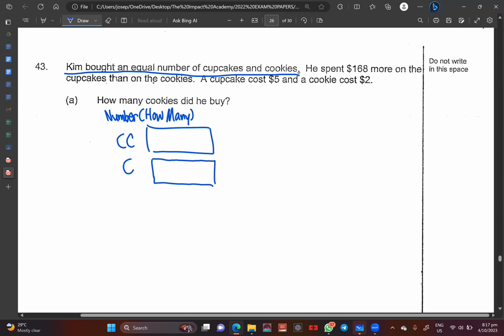Now, but then we move on to sentence number 2, right? Sentence number 2 says he spent $168 more. This is how much? Am I making sense here? This is the price that you pay, correct or not? Will you tell the auntie, I want $168 worth of cupcakes? No. You will tell the auntie, I want 10 cupcakes, 20 cupcakes.